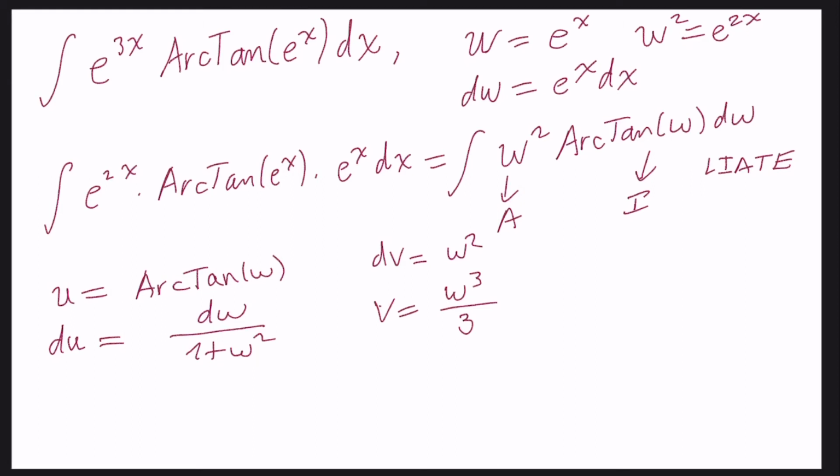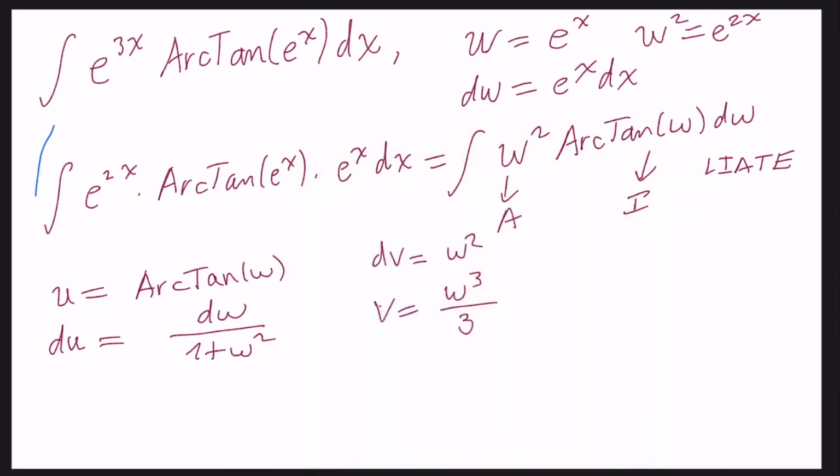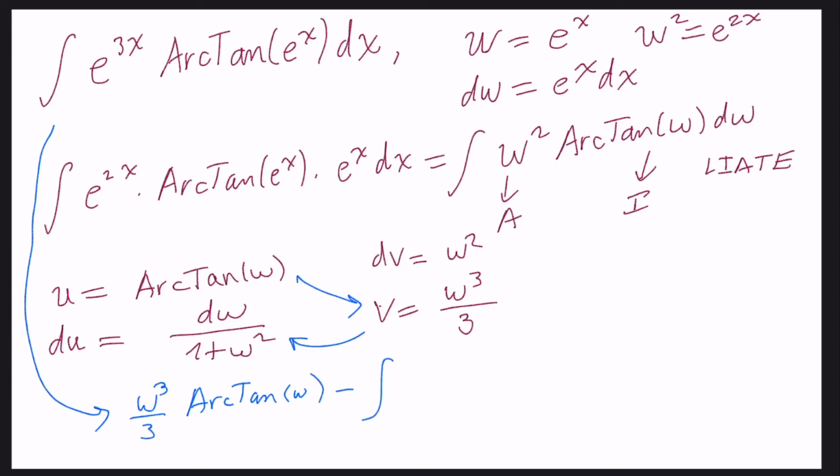So what we will do here is just multiply the expressions. Let me use another color for following the procedure. This is equal to u multiplied by v minus the integral of v multiplied by du. So w cubed divided by 3 times arctangent of w, minus the integral of 1 divided by 3 times w cubed over 1 plus w squared dw. So far it is not a problem, this is just algebra.